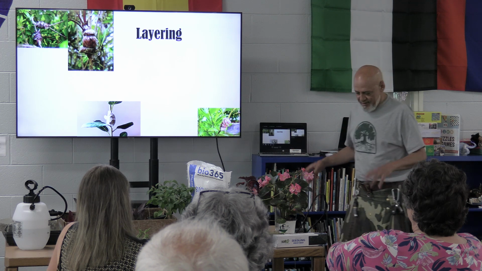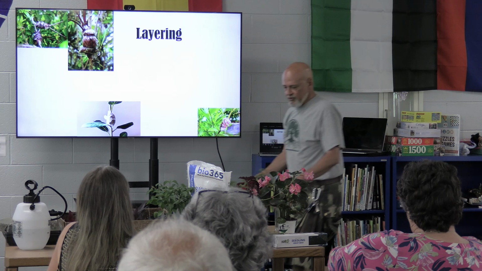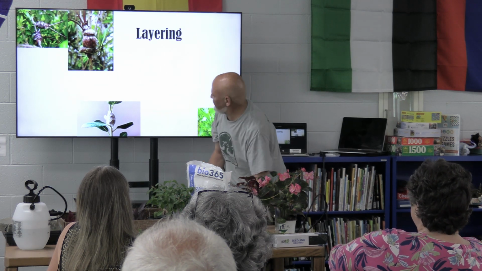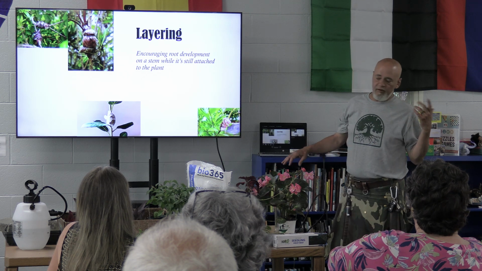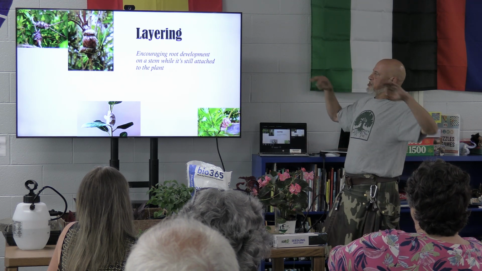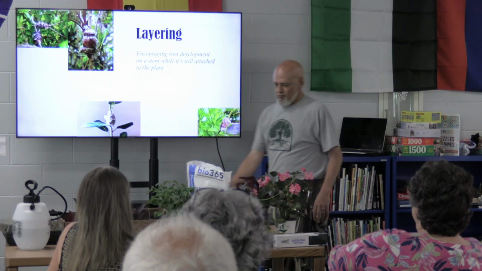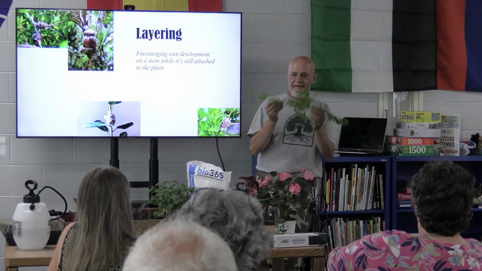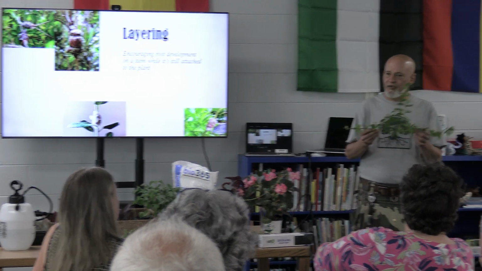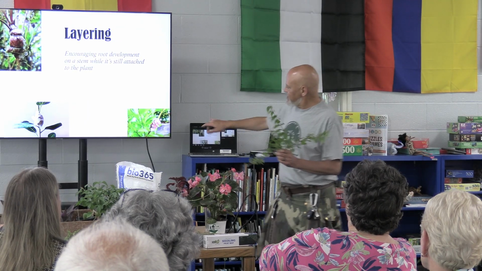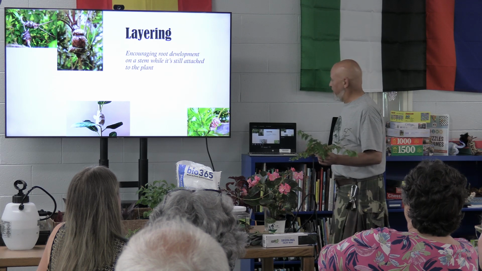Okay, so layering. This is probably the craziest thing that we're going to actually do. There are two kinds of layering: air layering and simple layering. Layering is basically just encouraging root development on a stem while it's still attached to the plant. So this is not still attached to the plant. I just couldn't bring a big old callicarpa in here, but you'll get the idea. And the illustrations show you basically how it's done.